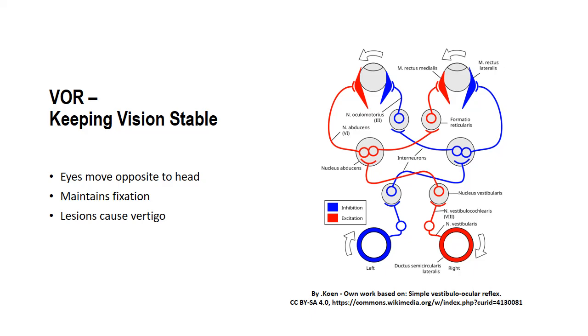to the eyes through the medial longitudinal fasciculus, which generates the vestibulo-ocular reflex. This keeps your vision stable when your head moves. For example, nod your head yes, but keep staring at a fixed point. That's the vestibulo-ocular reflex. That is why a lesion anywhere in this pathway, ear, nerve, or brainstem, produces vertigo, nystagmus, and ataxia.